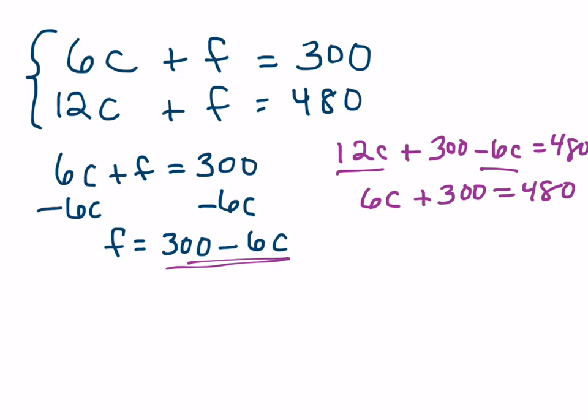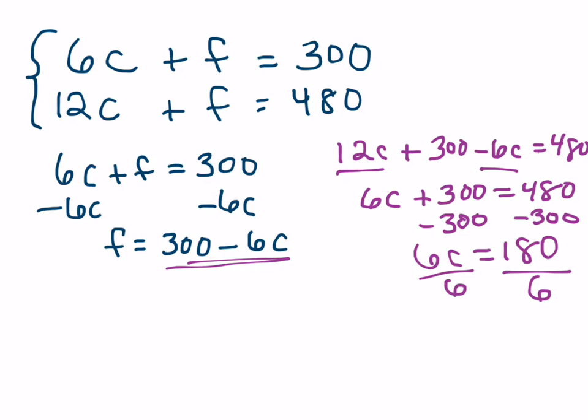Okay, and I want c by itself, so I'll subtract 300. 6c equals 180, and then divide by 6. And we get c equals 30.